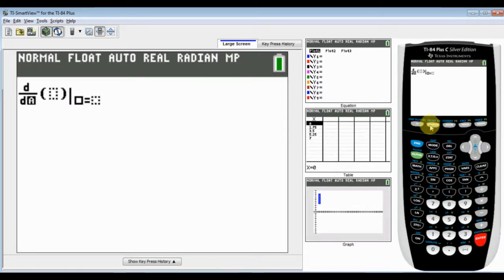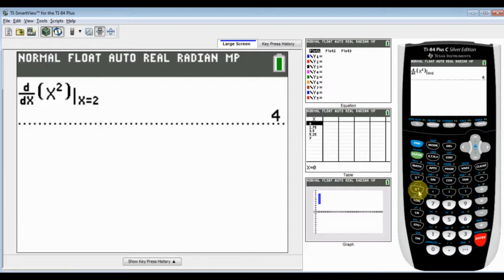If you have a TI-83, then you would go under math. I think it's number 8. So the first thing I want is an x. That's ddx. I'm sure you know why. We want the derivative of x squared. And we want to evaluate that when x equals, we said 2, right? Boom, 4.